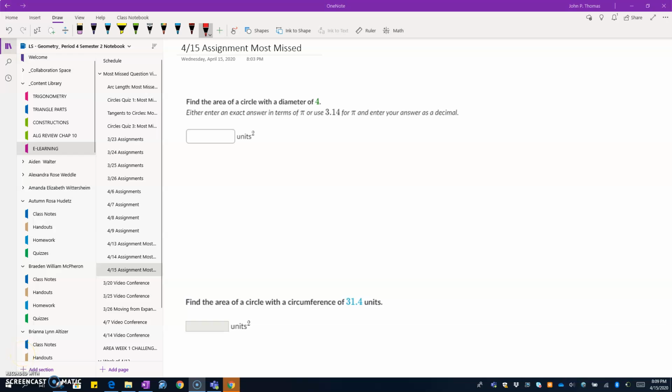Alright, these are some of the most missed questions from today's assignment. So the first one is find the area of a circle with a diameter of 4. Alright, so we know if the diameter is 4, that's going to tell us that our radius is going to be 2. Alright, our area formula is pi r squared.